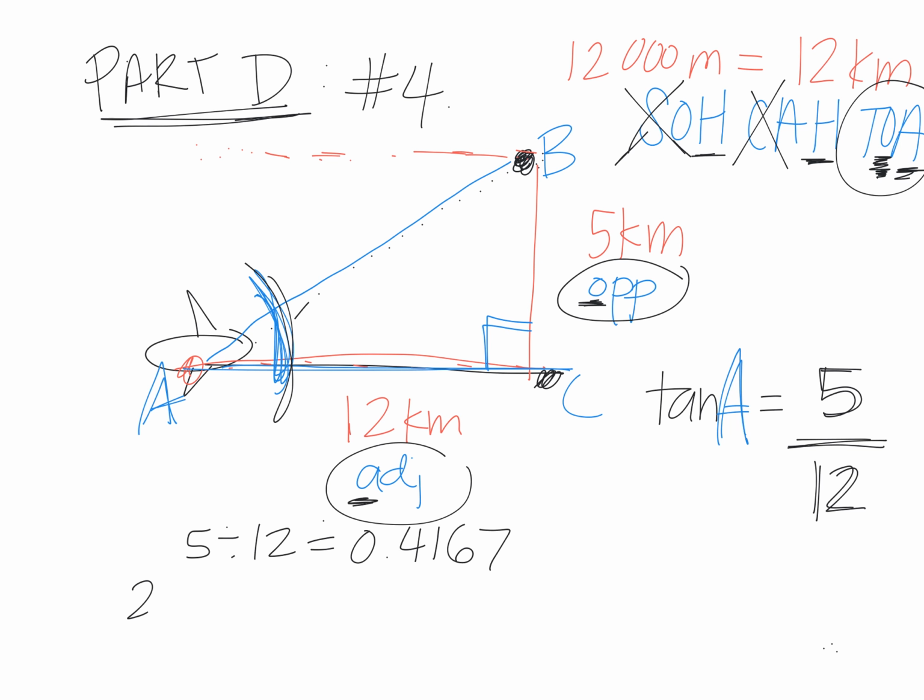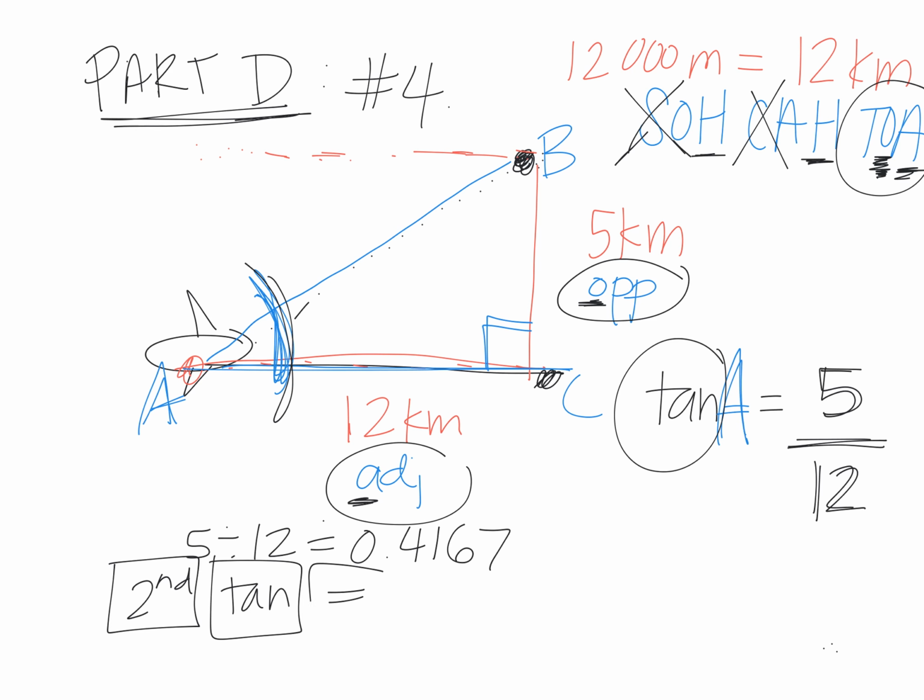Then we need to find the angle. So we're going to hit second tan. Not second cos, not second sine. Second tan or shift tan equals, what do you get? 22.6. So we would say that the plane is climbing at an angle of approximately 22.6 degrees.